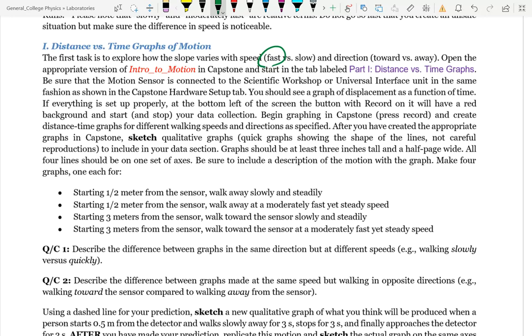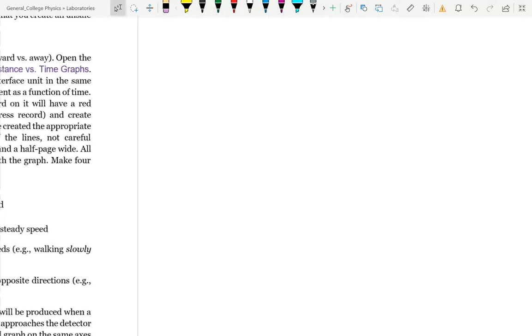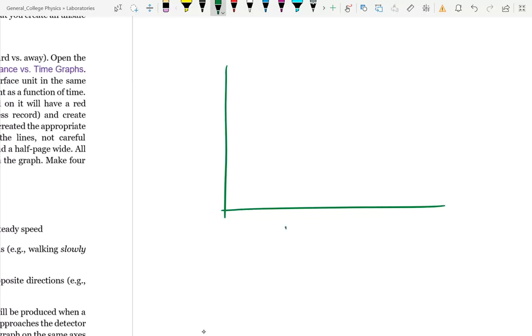And then notice it says sketch qualitative graphs. What does qualitative mean? It means you're just showing the shape. It's not an exact graph. So your qualitative graph will be that's backward, of course.